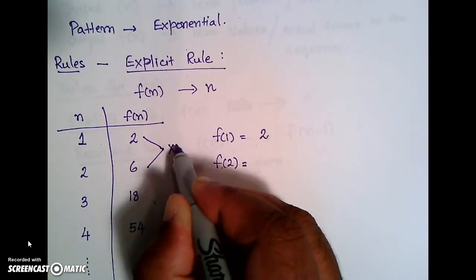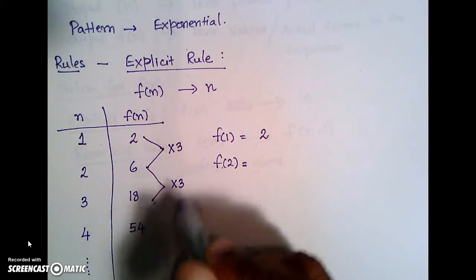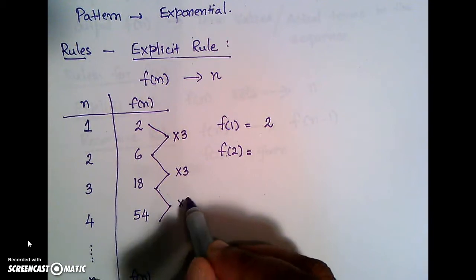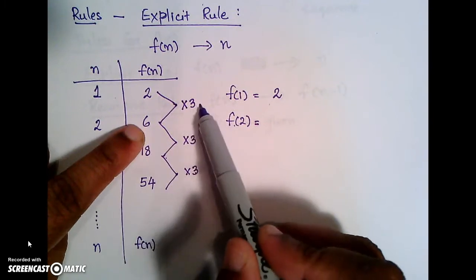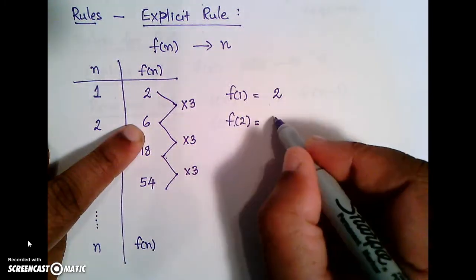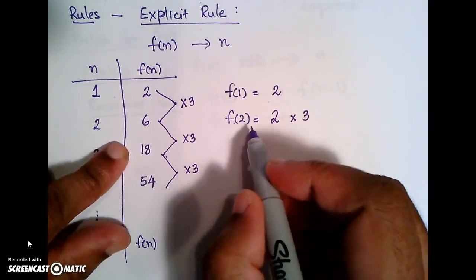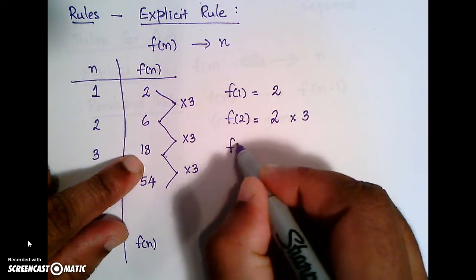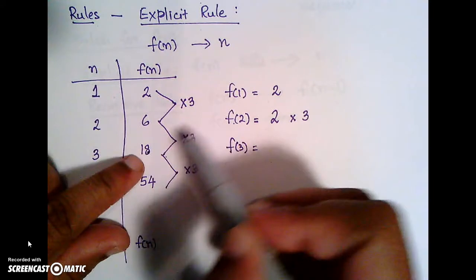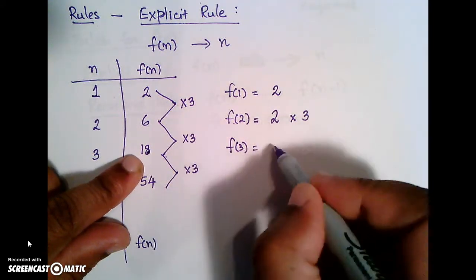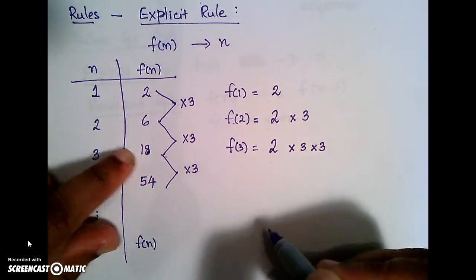The common ratio is multiply by a 3. So to go from f of 1 to f of 2, I have to multiply it by a 3. So I take my first term and I multiply it by a 3. If I want to go from f of 1 to f of 3, I have to multiply it 2 times. So I take my first term and I multiply it 2 times.